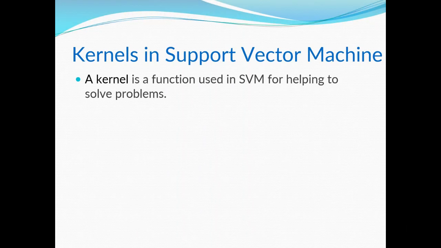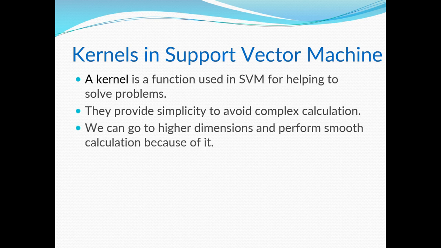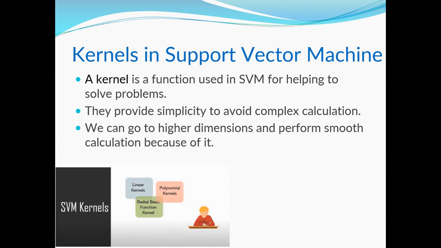Kernels in support vector machine. A kernel is a function used in SVM for helping to solve problems. They provide simplicity to avoid complex calculation. We can go to higher dimension and perform smooth calculation because of it. Now the SVM kernels, there are three types of kernels: the linear kernel, polynomial kernel, and the radial basis function kernel.